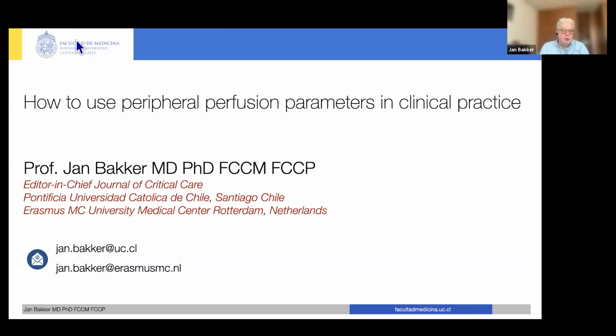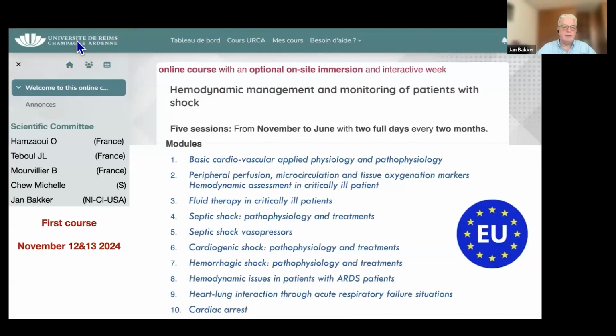Now, how to use peripheral perfusion parameters in clinical practice. That's a huge topic because I could cover every clinical context where you could use it, and then I could cover every parameter of peripheral perfusion, and then I could cover the whole physiology. I try to condense it a little bit, and I'm always open to questions, either by email afterwards.